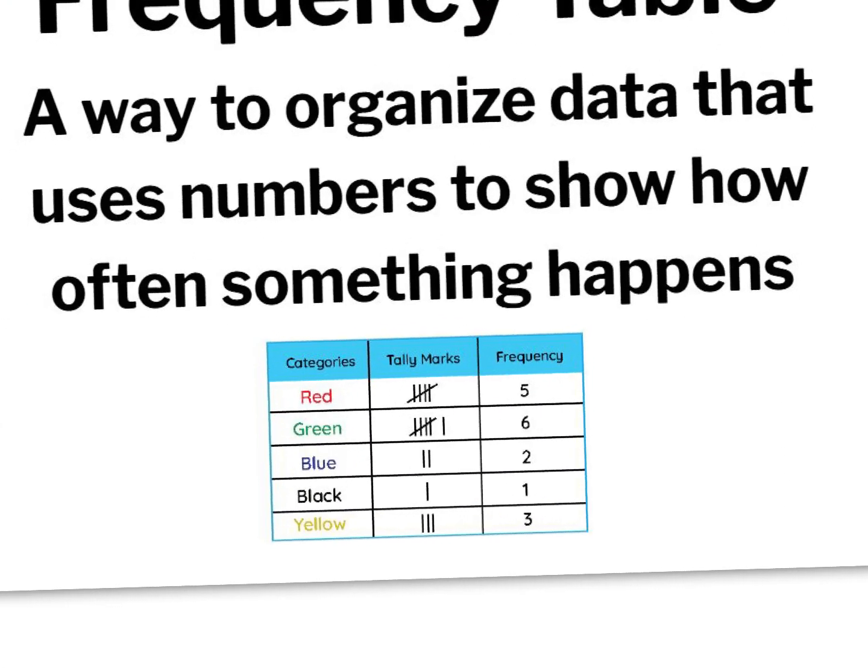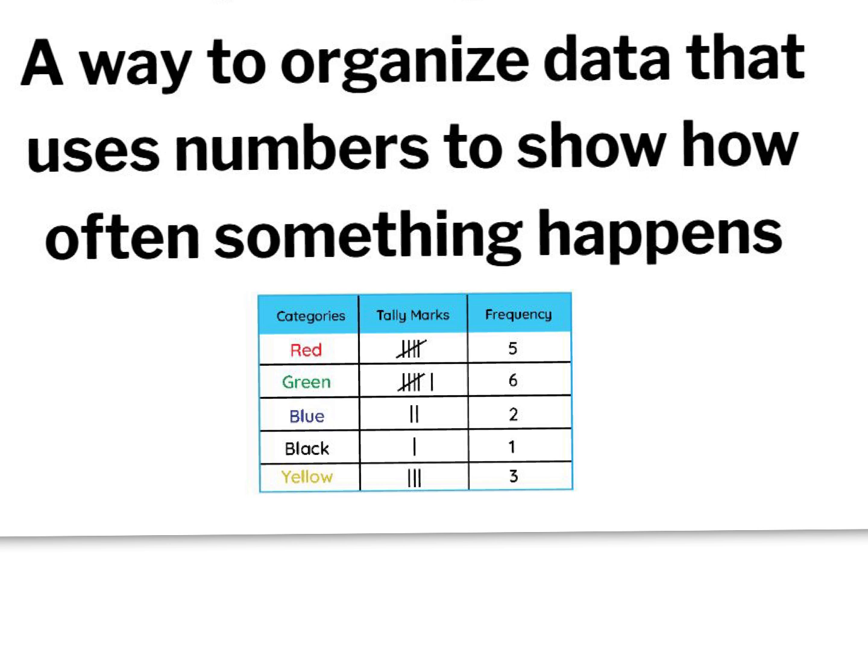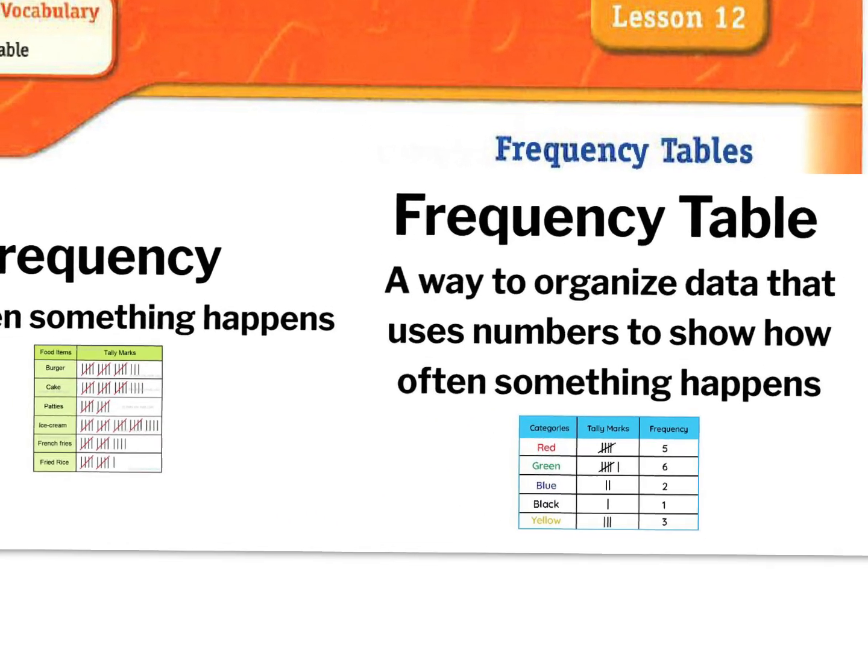You can see when you zoom in here, here's a frequency table, and the categories are colors: red, green, blue, black, yellow. Then it's tallied, and then the frequency is just written as a number. So you can see it's tallied 1, 2, 3, 4, 5, so then they write 5. 1, 2, 3, 4, 5, 6, and so on. It's a way to keep track of how often something happens, and then you can write the number to help you with that.